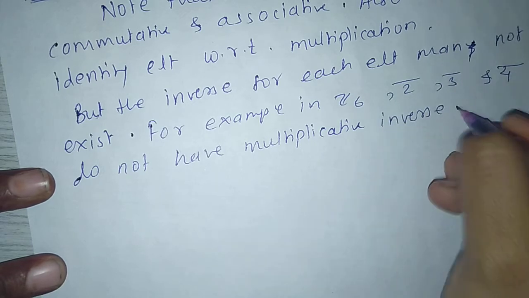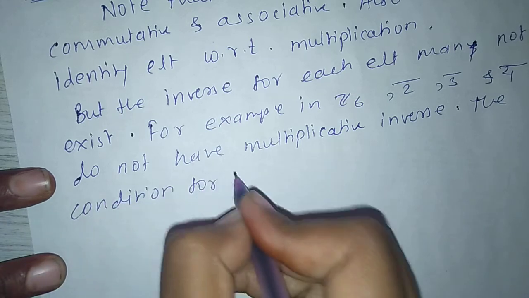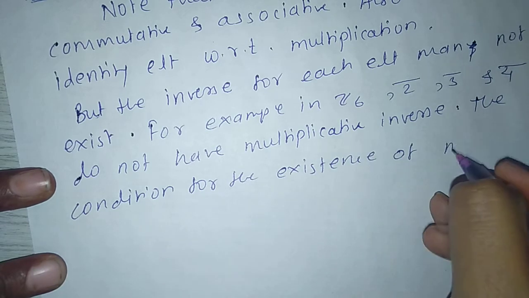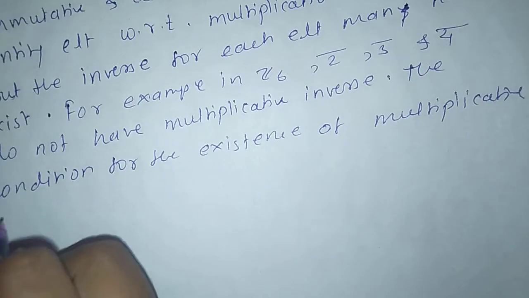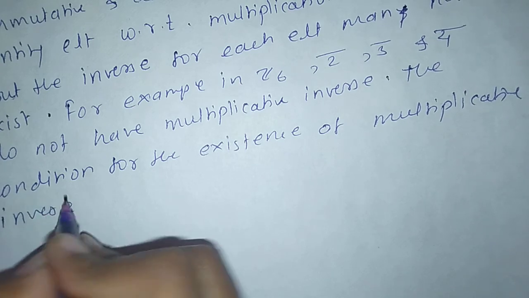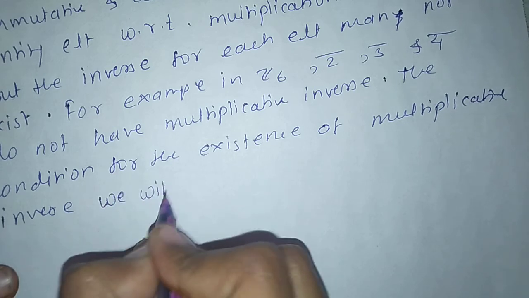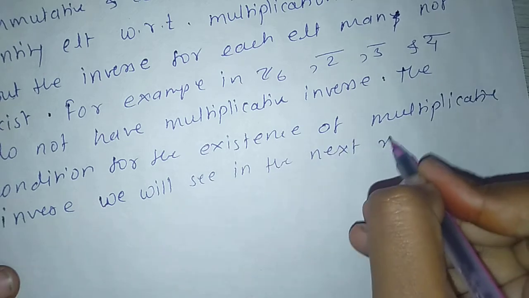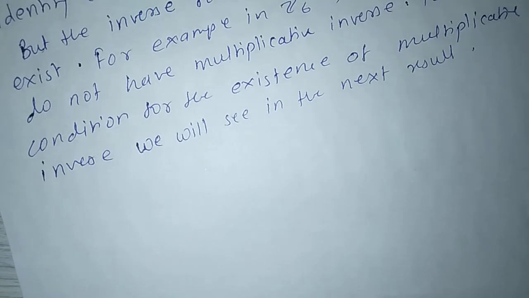The condition for the existence of multiplicative inverse we will see in the next result. Next theorem means this is nothing but the result.